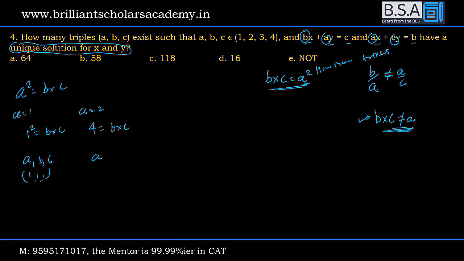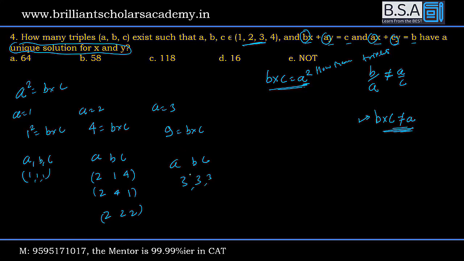Please observe A, B, C. A is equal to 2. It is possible that B is 1, C is 4. 2, 4, 1. It is possible 2, 2, 2. What if A is equal to 3? If A is equal to 3, 9 is equal to B into C. Now look, 1 into 9 is not possible. The only possibility is A, B, C being 3, 3, 3. When you take A is equal to 4, which is 16, 4 square 16, the only possibility is A, B, C 4, 4, 4.